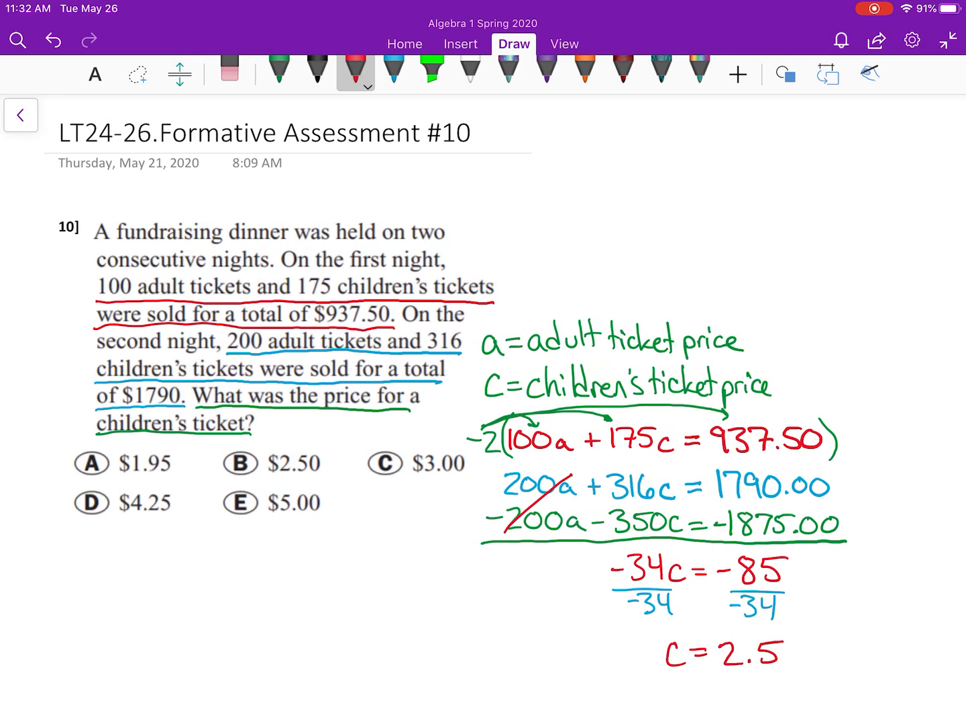Now I know that C represents a children's ticket price, and when I write a price like money, I need 2 decimal places. So I found the children's ticket price to be not 2.5 but $2.50. Now, when I look at the question, all they wanted me to do was find the price for a children's ticket. I don't even need to go back and find A, the adult ticket price. I now know the answer to this problem. It's $2.50.